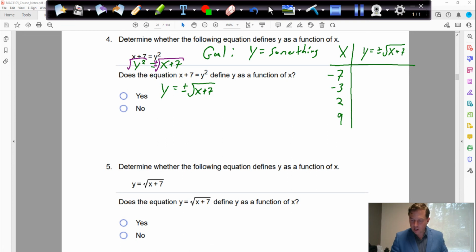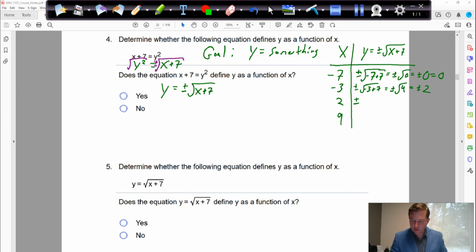So when you plug in minus 7 in here, you get plus or minus the square root of minus 7 plus 7, which is plus or minus the square root of 0. The square root of 0 is 0. So you get plus or minus 0, but there is no minus 0, so you just get 0. Next is minus 3. Plus or minus square root of minus 3 plus 7. 7 take away 3 is 4, so you get plus or minus the square root of 4. Square root of 4 is 2, you get plus or minus 2.